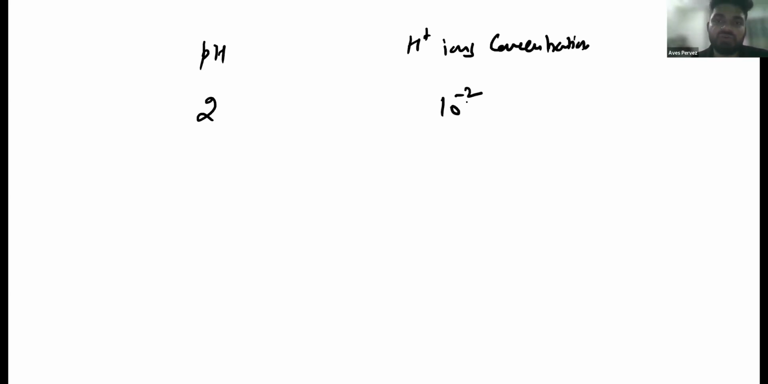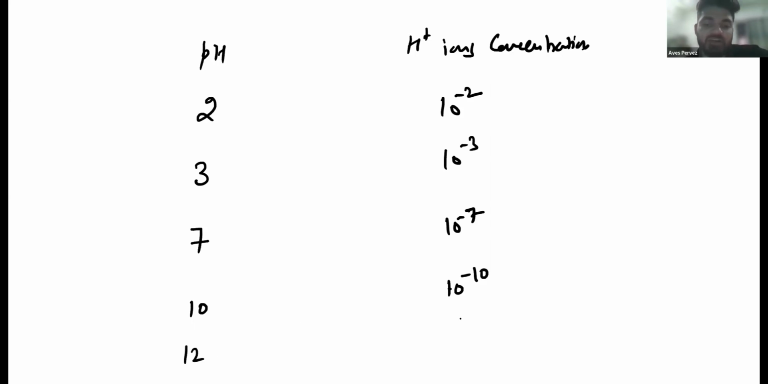Now moving further, suppose the pH of a solution is 2, then its hydrogen ion concentration will be 10 raised to the power minus 2. If a substance has pH 3, then the hydrogen ion concentration will be 10 raised to the power minus 3. If the pH of a solution is 7, then the hydrogen ion concentration is 10 raised to the power minus 7. If pH is 10, then the H plus ion concentration is 10 raised to the power minus 10. If it is 12, then it will be 10 raised to the power minus 12, and so on. Got it?